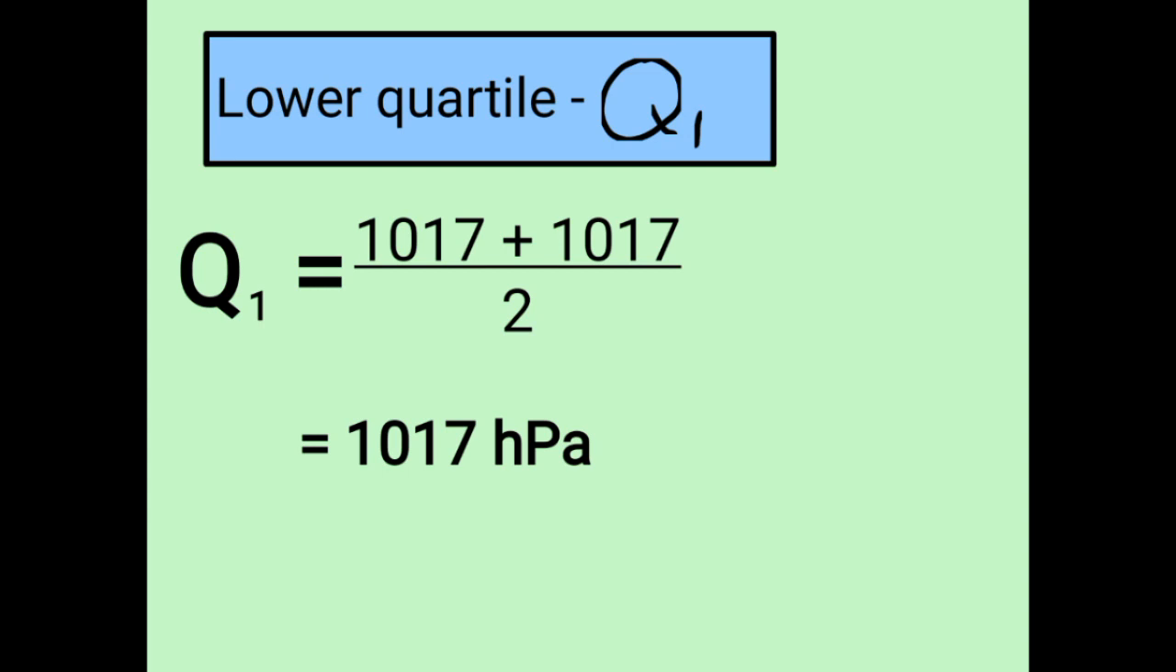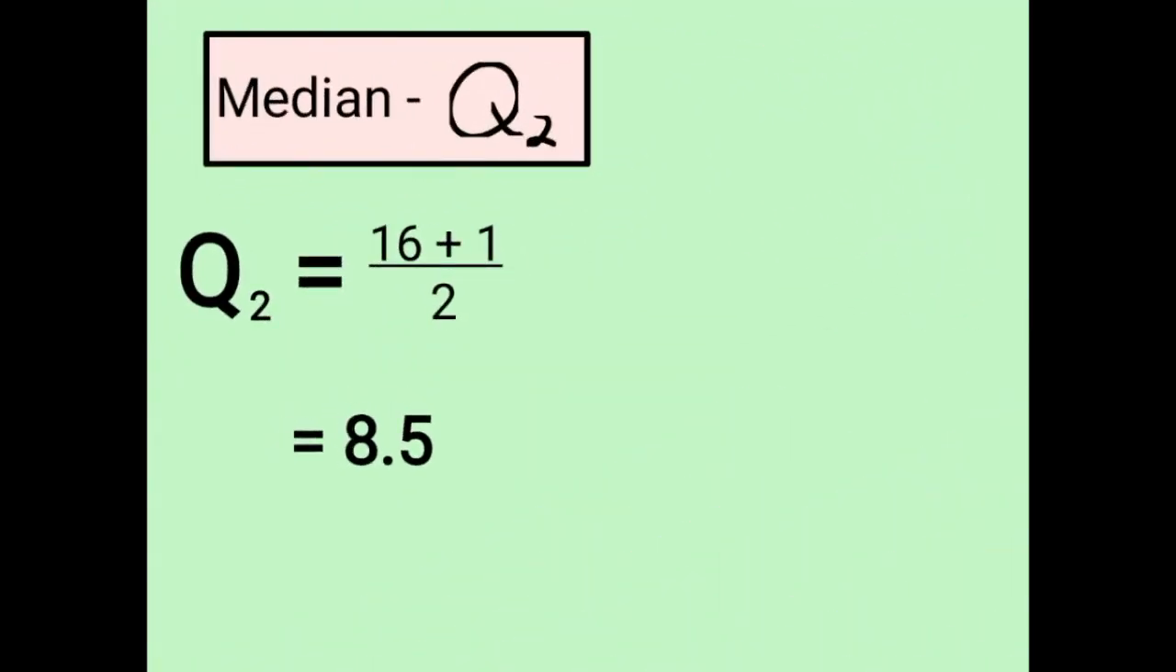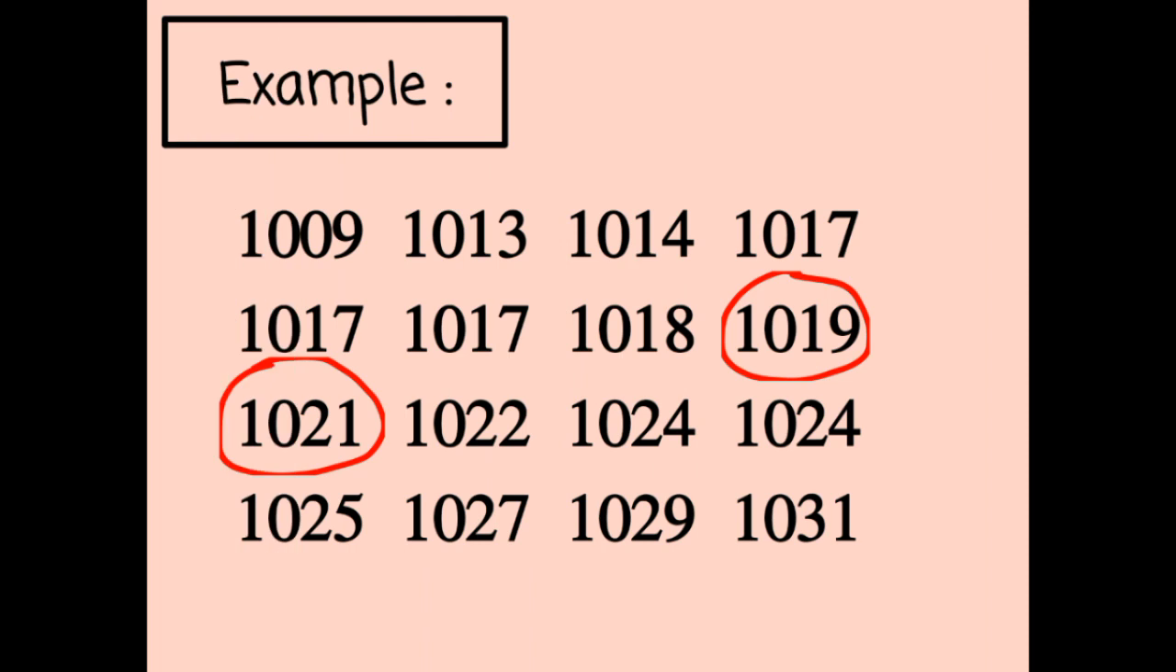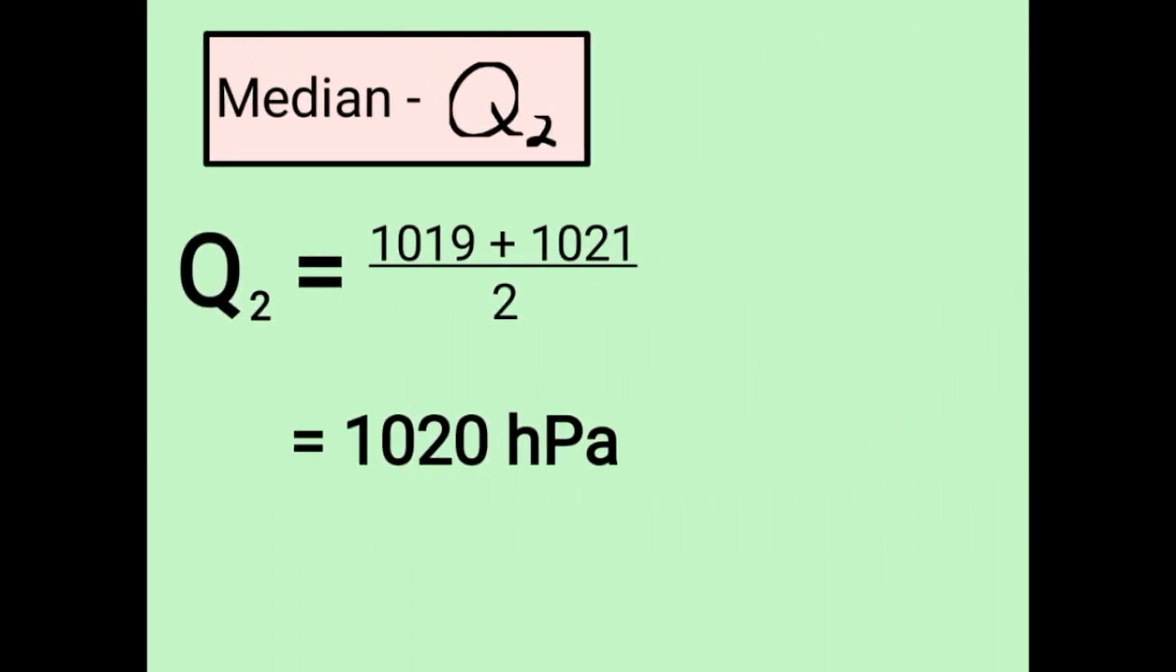Now, let's find the value for Q2. Q2 is the median, so Q2 equals (16 plus 1) divided by 2 equals 8.5. The median is the 8.5th value, so Q2 equals (1019 plus 1021) divided by 2 equals 1020 hectopascal.